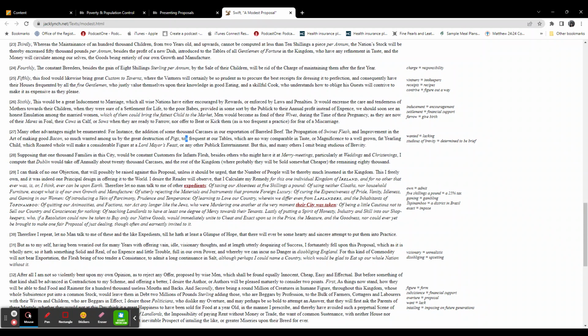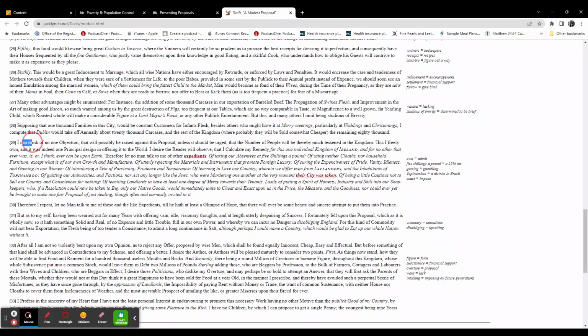So, supposing that 1,000 families in this family will be constant customers of infant's flesh, besides others who might have it at merry meetings, particularly at weddings and christenings, I compute that Dublin would take off annually about 20,000 carcasses, and the rest of the kingdom, where probably they will be sold somewhat cheaper, the remaining 80,000.